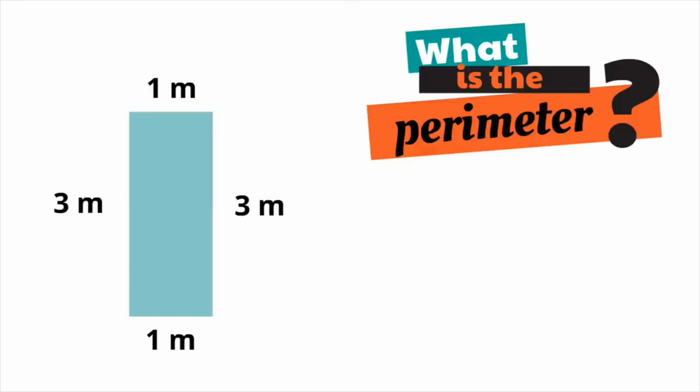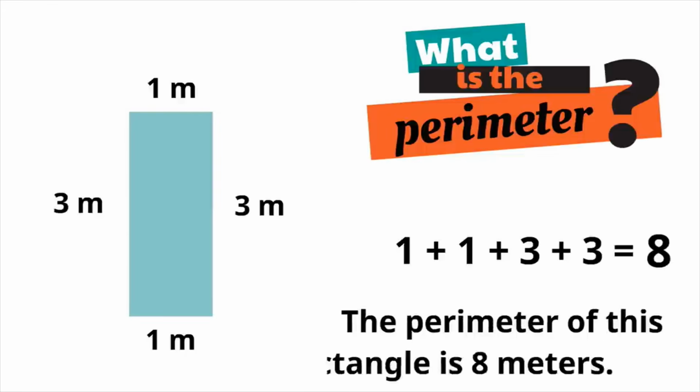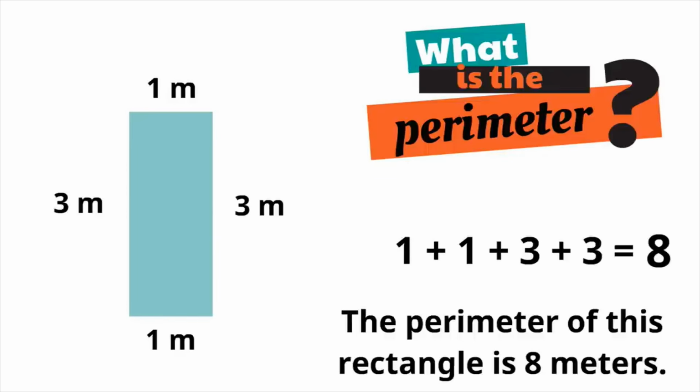Okay, remember, to get the perimeter, we have to add all of the sides together. So we're going to be adding 4 numbers together again. To make it easier, we're going to group the smaller numbers together and then put the larger numbers in our equation. What's 1 plus 1 plus 3 plus 3? Those are all the sides. What's 1 plus 1 plus 3 plus 3? Yeah, 8! That means the perimeter of this rectangle is 8 meters.